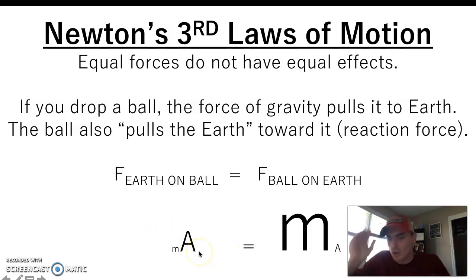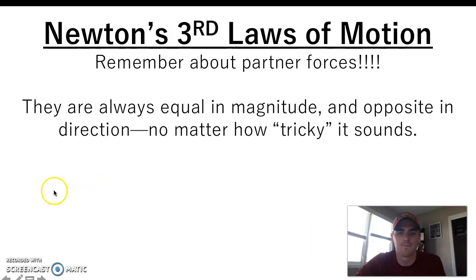These letters kind of show that opposite effect. Because this mass is so small, the acceleration has to be big. Because the Earth's mass is so huge, the acceleration has to be small. And that's how they can have the same force there. Hopefully those letters kind of help you think about that. So just remember, as you go into these problems, no matter how tricky it sounds, the force of A on B is always equal to B on A.